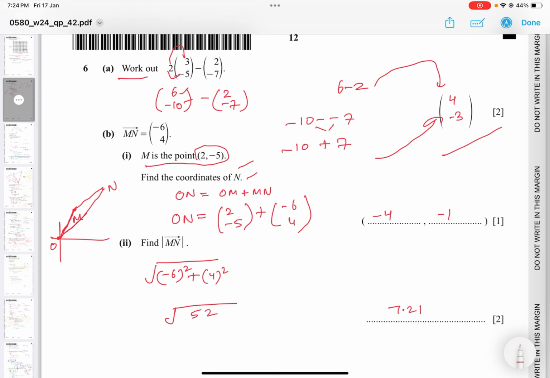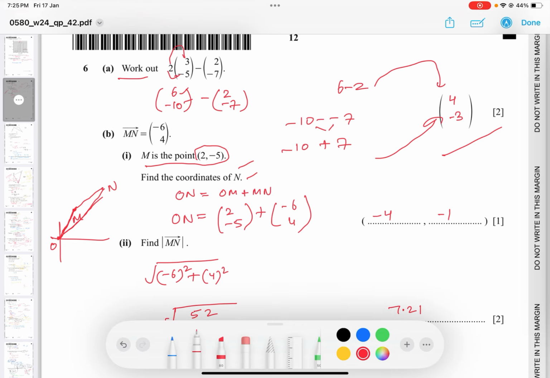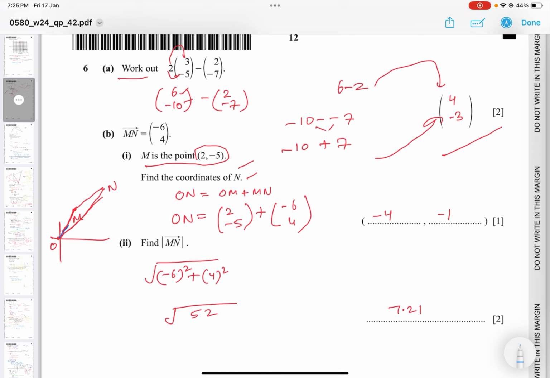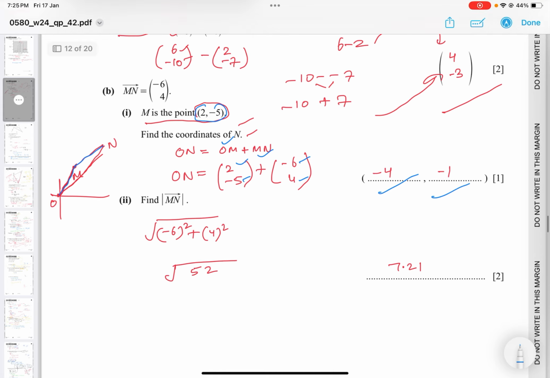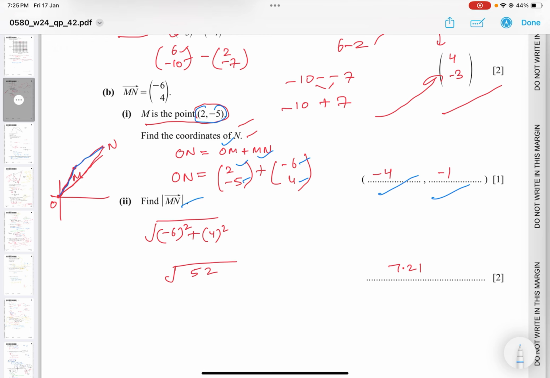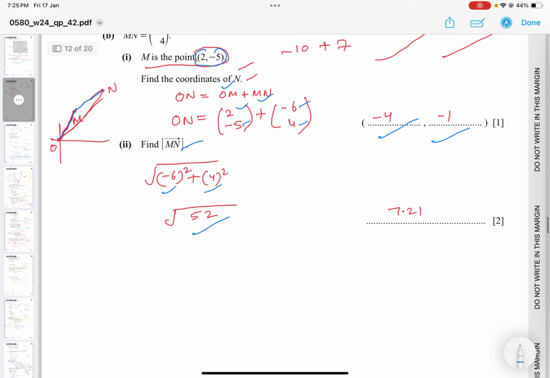I don't know how to find ON directly, but I know one other way: I can go from O to M. So it would be OM plus MN. OM is (2, negative 5) and MN is (negative 6, 4), and that will result in 2 minus 6 is negative 4, and negative 5 plus 4 is negative 1. Now to find the magnitude of MN, it would be the square root of negative 6 squared plus 4 squared, which results in the square root of 52. This is how I take the magnitude: just square it, add it, and take the square root of that.